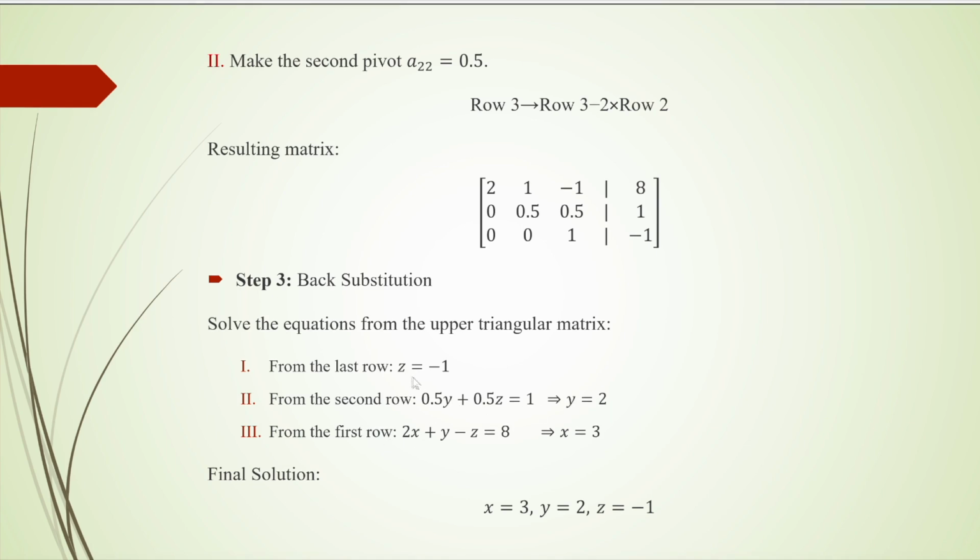Then we have already got the z and y values. Then from the first equation, 2x plus y minus z equal to 8, we put the values of z and y here, and then we get x equal to 3, and this is the solution: x equal to 3, y equal to 2, and z equal to 1. Now we have to implement this in Scilab.